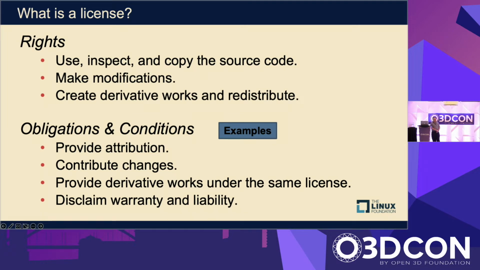So rights and obligations and conditions. The rights are typically use, inspect, copy the source code, make modifications, create derivative works, redistribute. If you're mixing this with a commercial project, for example, redistribution is very important. Obligations and conditions, these are the things that you are required to do if you use the code. Provide attribution, for example, these are examples. Disclaiming warranty and liability, that's a very common one with most licenses. If you use this open source, you're using it as is, we don't give you any warranty.